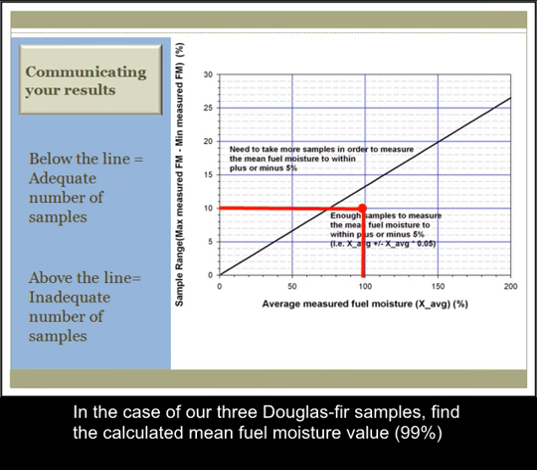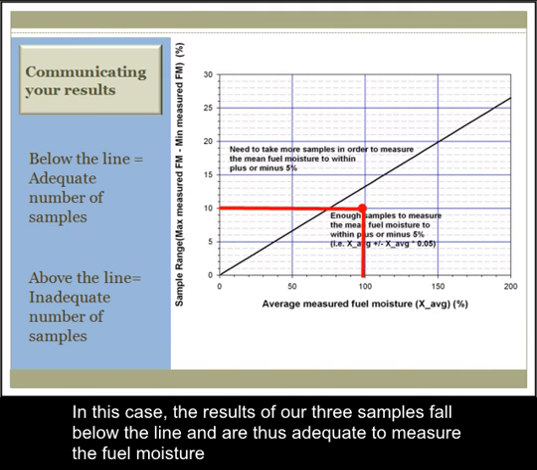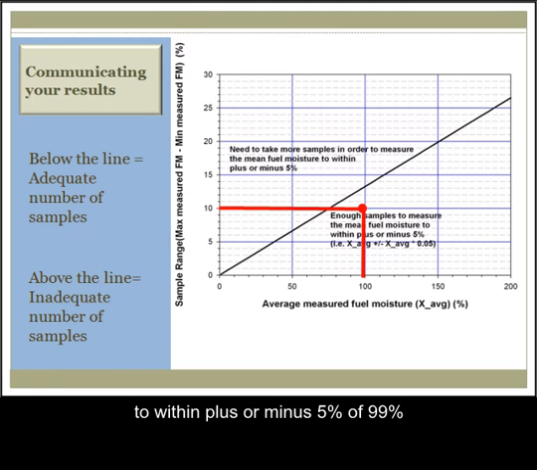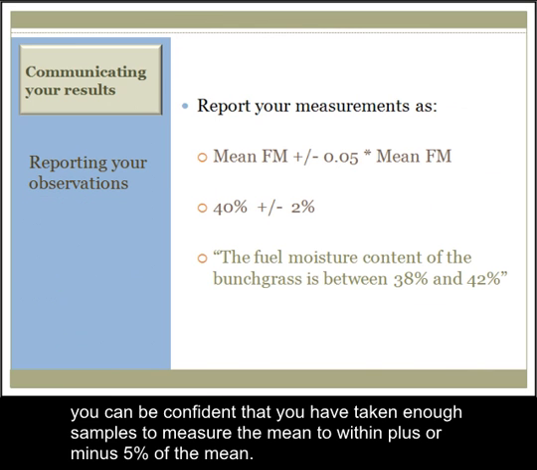In the case of our 3 Douglas fir samples, find the calculated mean fuel moisture value, 99%, on the x-axis, and follow that point up until you intersect the line for the range value, 10%. In this case, the results of our 3 samples fall below the line and are thus adequate to measure the fuel moisture to within plus or minus 5% of 99%. When you use the sample size chart properly, you can be confident that you have taken enough samples to measure the mean to within plus or minus 5% of the mean.